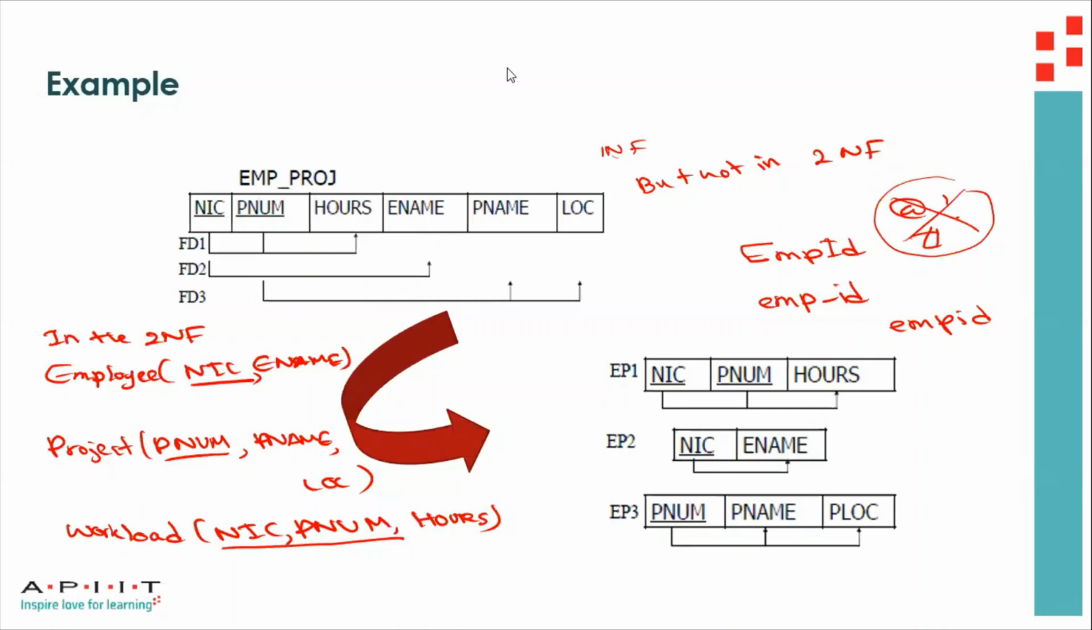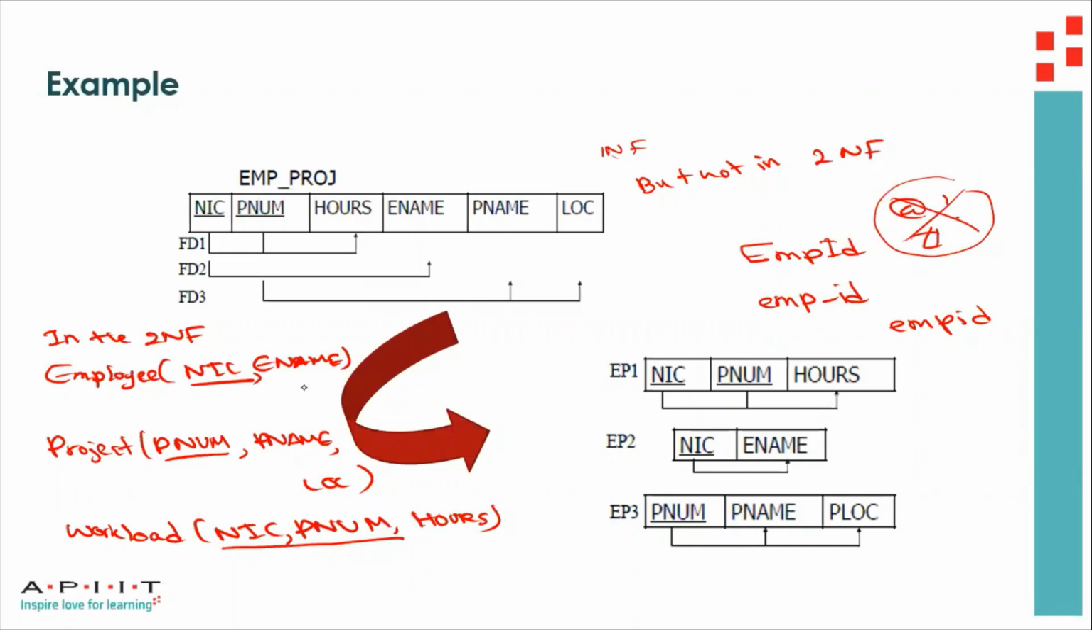So we have completed second normal form. Remember, you have to satisfy the first normal form. That means you need to have atomic domains for all the attributes, and then you cannot have any partial dependencies. All relations need to have full dependencies.